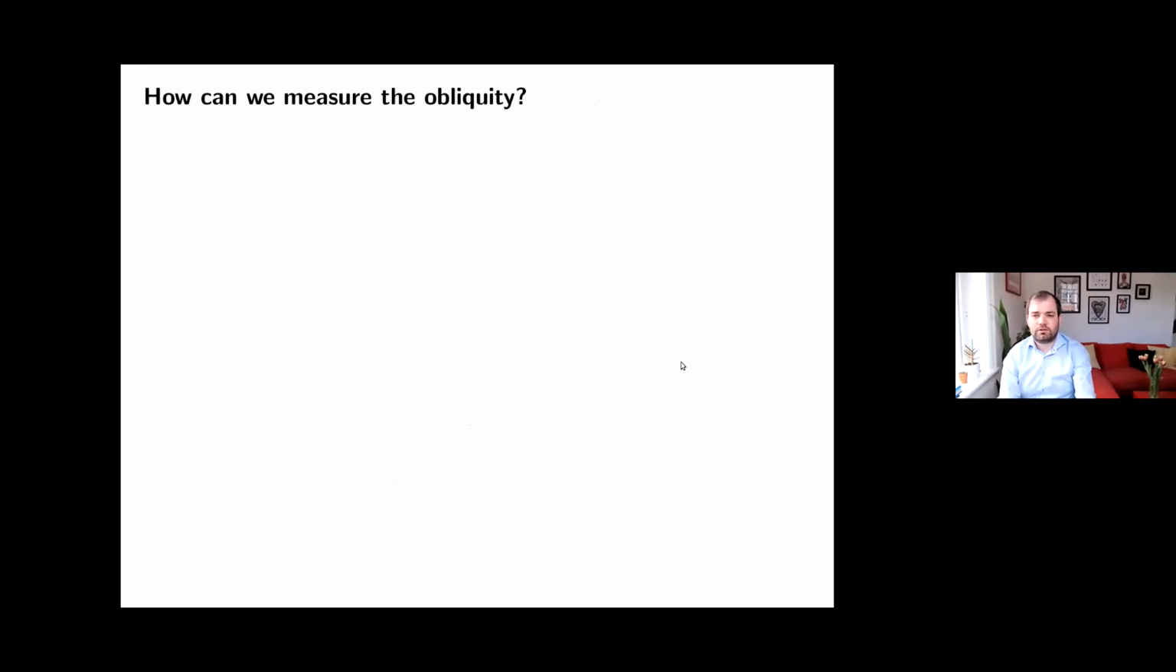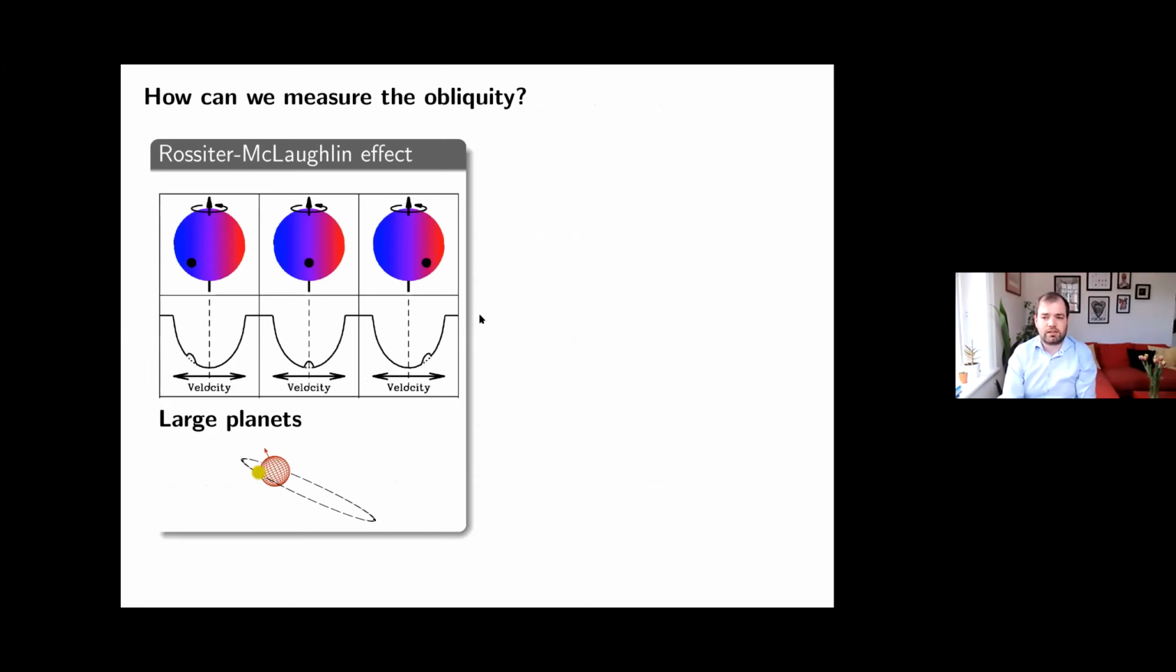And so the first question is how can we actually measure this angle that we call the obliquity? And in exoplanet science, the most common method, which again you might be familiar with from binary stars, is making use of the Rossiter-McLaughlin effect. The Rossiter-McLaughlin effect is one where we do spectroscopic studies of a star during the transit of a planet.